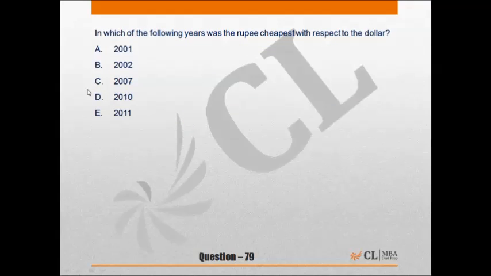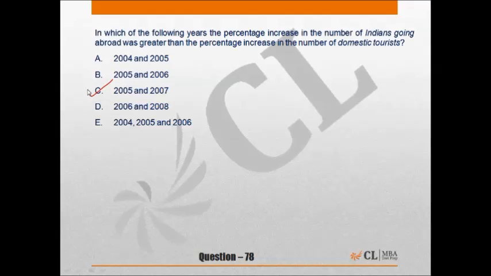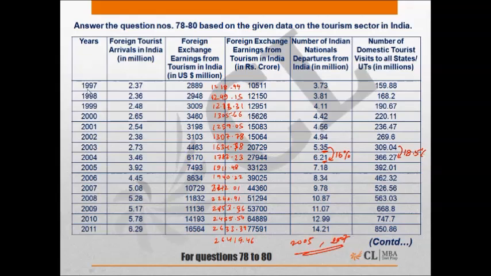In the next question, it is asking in which of the following years was the rupee cheapest with respect to the dollar. Again, we have to check only those years which are given among the options, and these years are 2001, 2002, 2007, 2010 and 2011.